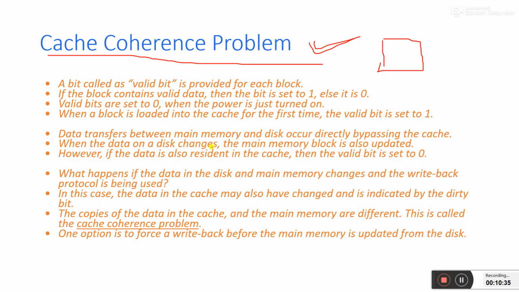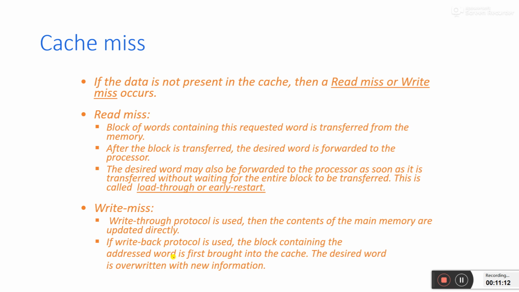So when the data on a disk changes, the main memory block is also updated. However, I will tell you how this data is transferred from the main memory and from the cache memory, I will tell you each and everything. So what happens if the data in the disk and the main memory changes and the write back protocol is being used? Now you see what the problem actually is. We have already studied the write back protocol.